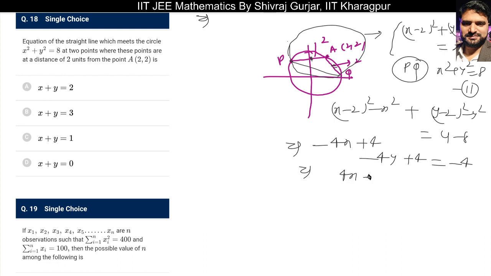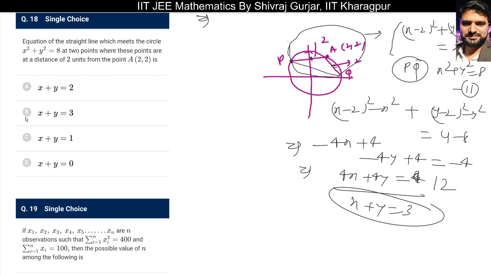So this is 4x plus 4y equals to, oh no, this is 8, 12, this is 12. So this is x plus y equals 3. So B is the answer. Good question, not a simple application, but we have to think that these two circles will intersect, then it will be easy to find P and Q. Okay.